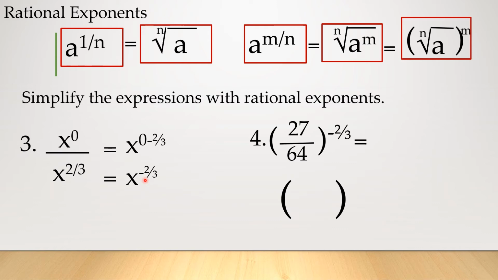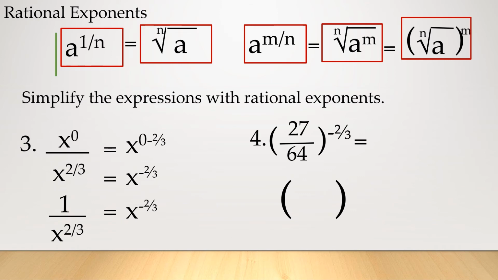Is the rule here the same as the negative integral exponent rule? Okay, let's see. So what is x raised to 0? That is 1. So that is divided by x raised to 2/3. And this one is equal to x raised to negative 2/3. So which means that if we have a negative exponent here, we'll just get the reciprocal of this. Understood, there is 1 here.